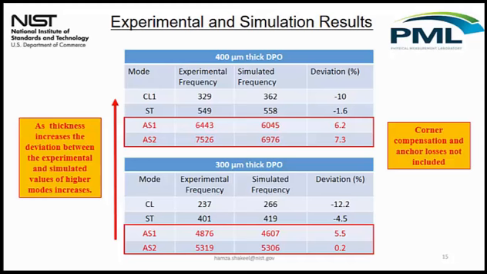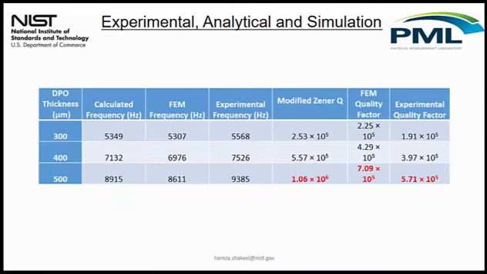If you look, for example, at these two tables, for a thinner DPO the deviation for this AS2 mode is smaller. As you go to higher thickness, for example 500, this becomes even higher. Part of the reason is that there is more undercutting when you go to thicker dimensions. So this could easily be compensated. It's not a very difficult problem. And in the end, this just shows you the same trend for all the results.